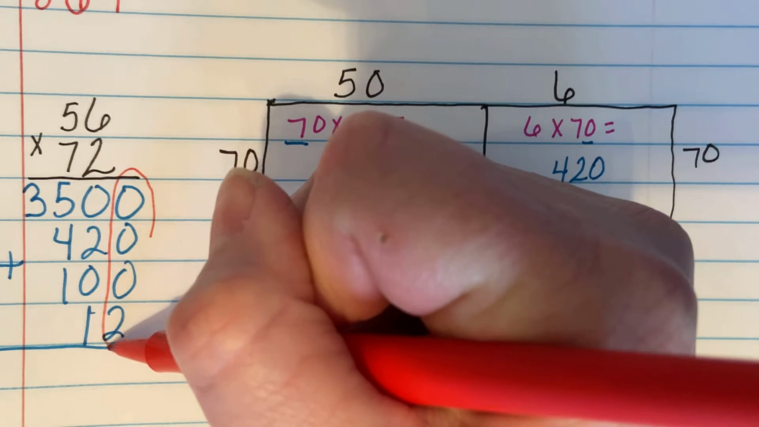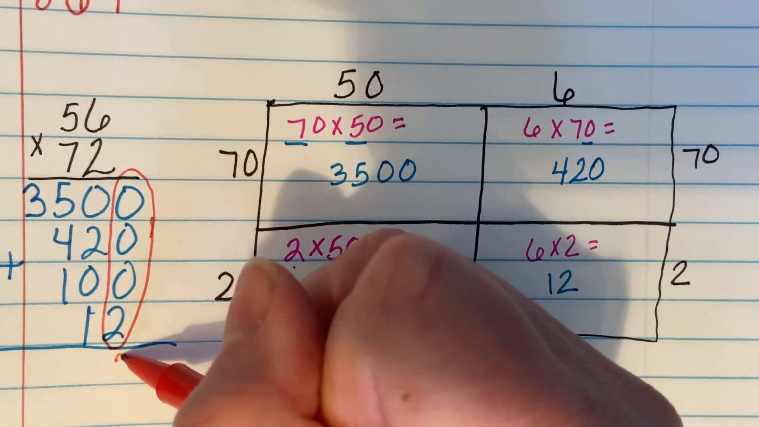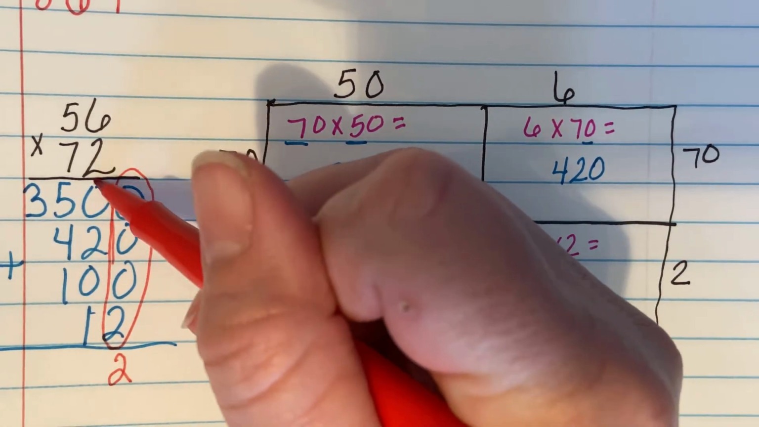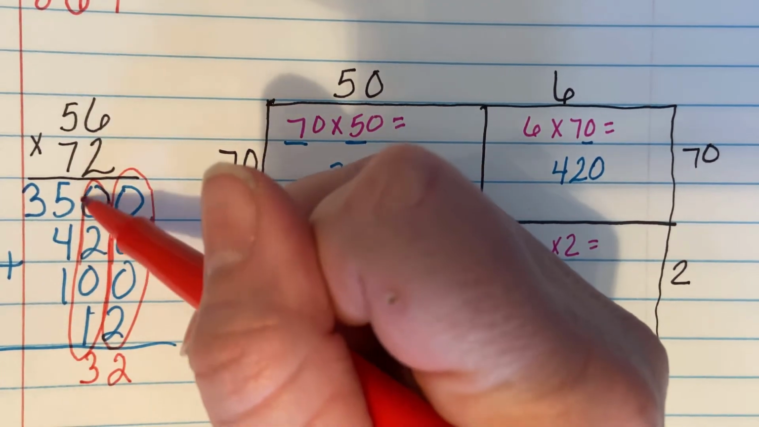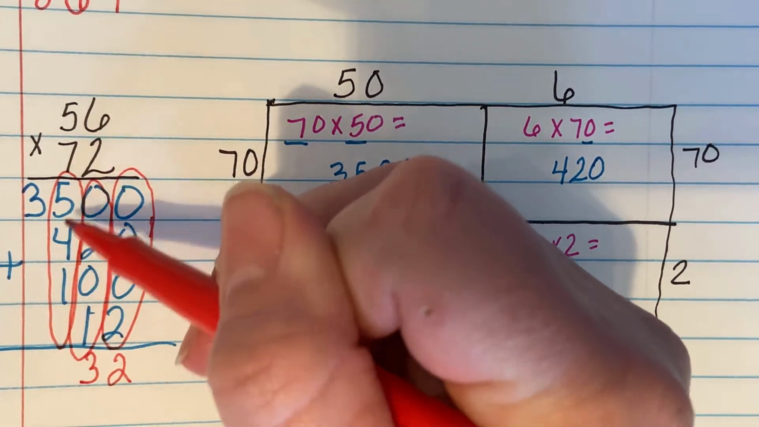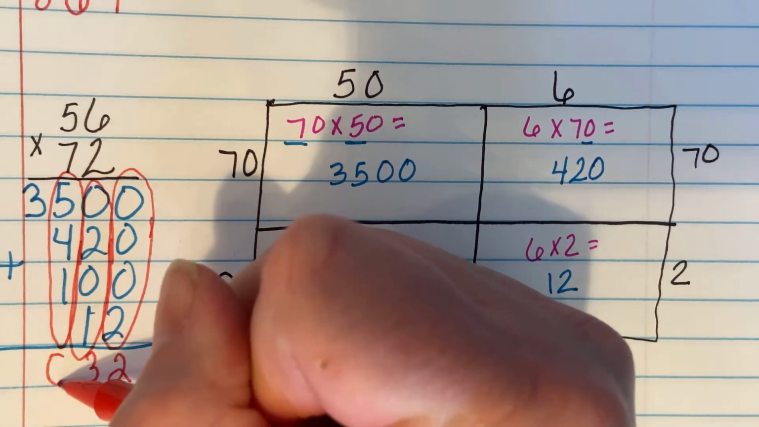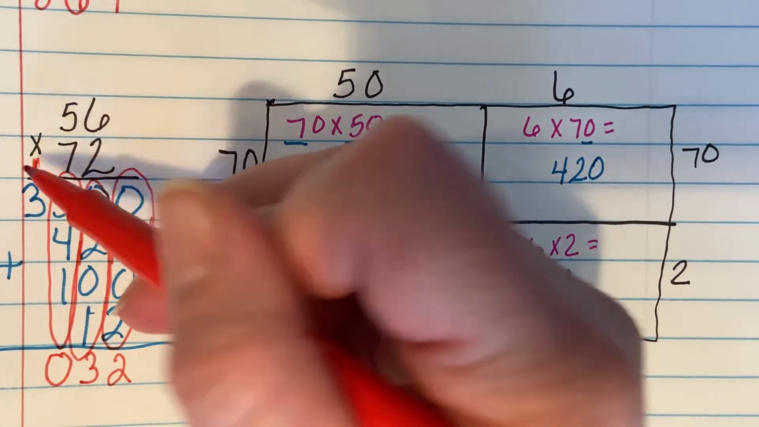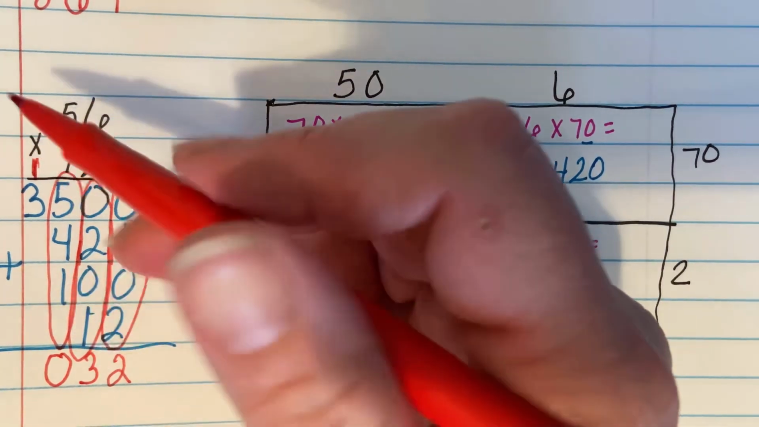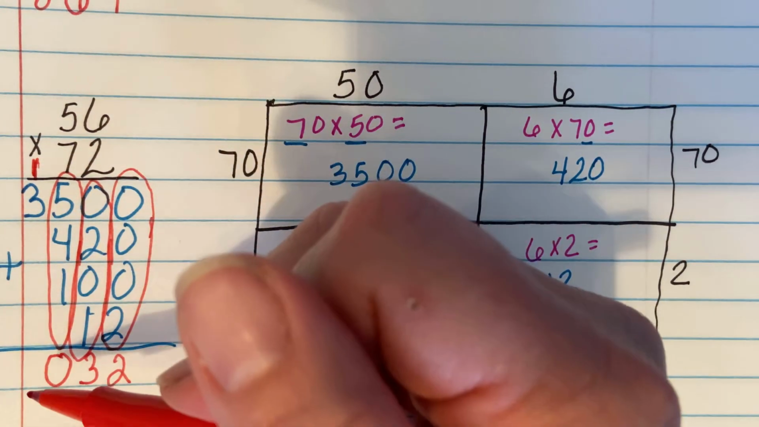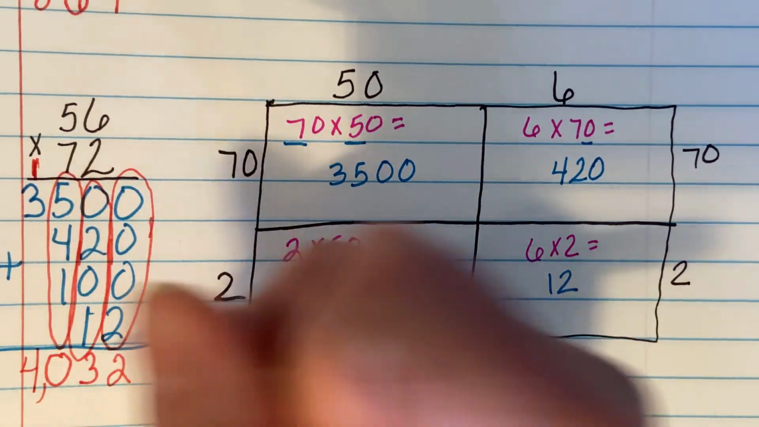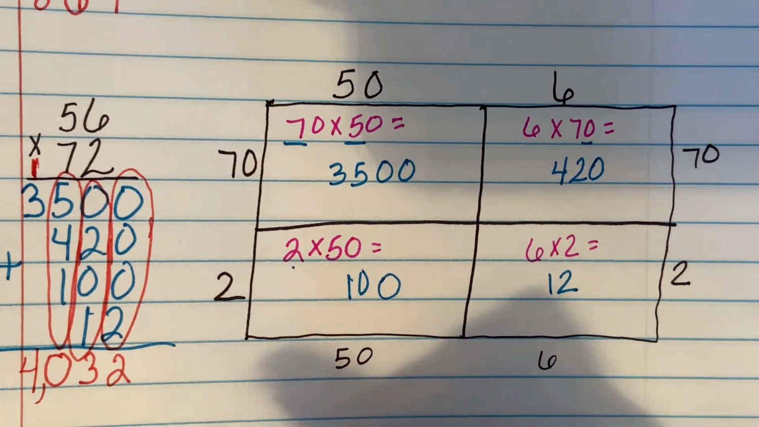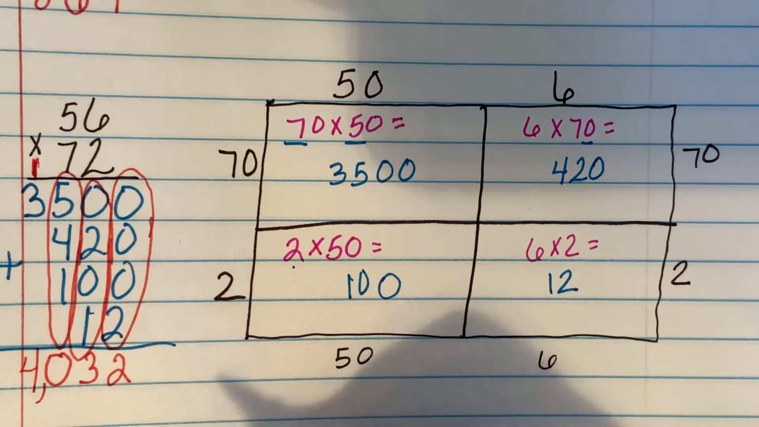So when I add my ones column, I'm going to have a 2. When I add the tens column, I'm going to have 3. When I add my hundreds column, I'm going to have 10. So that means that 0 comes down here and a 1 goes above my 3 because I have a bundle. 3 plus 1 is 4. So my answer, when I put my comma in there correctly, is going to be 4,032.